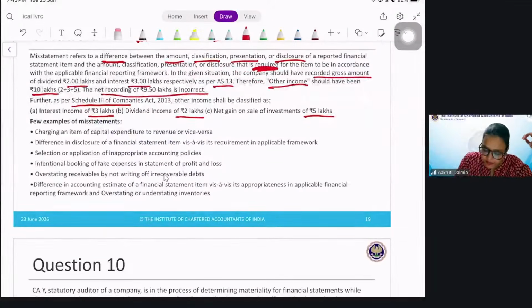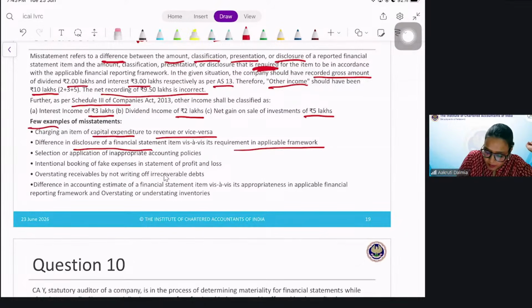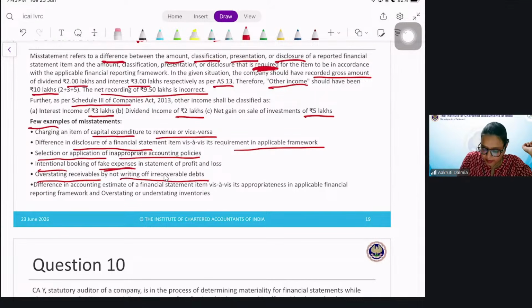Few examples of misstatement. Charging an item of capital expenditure to revenue. Difference in disclosure as per the applicable reporting framework. Selection or application of wrong accounting policies. Intentional booking of fake expenses. Overstating data by not writing off irrecoverable debts. Difference in accounting estimates. So these are some examples that have been given. You can remember 3, 4 at least.